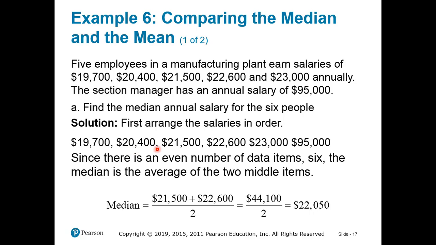In this case, it's an even number. So if we take n, which is 6, divided by 2, that's 3. So we count 1, 2, 3. This is the first one, and then we take the second one and average these two, we take the mean of these two. And so we find that the median is $22,050 per year. So that's the median. So far so good?